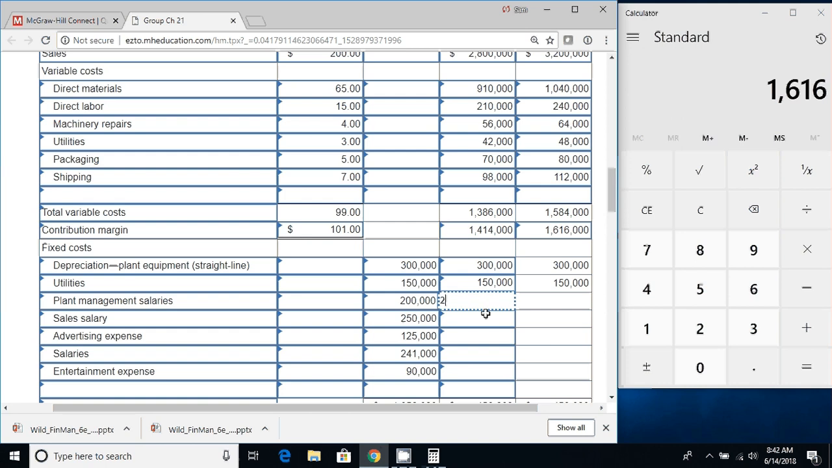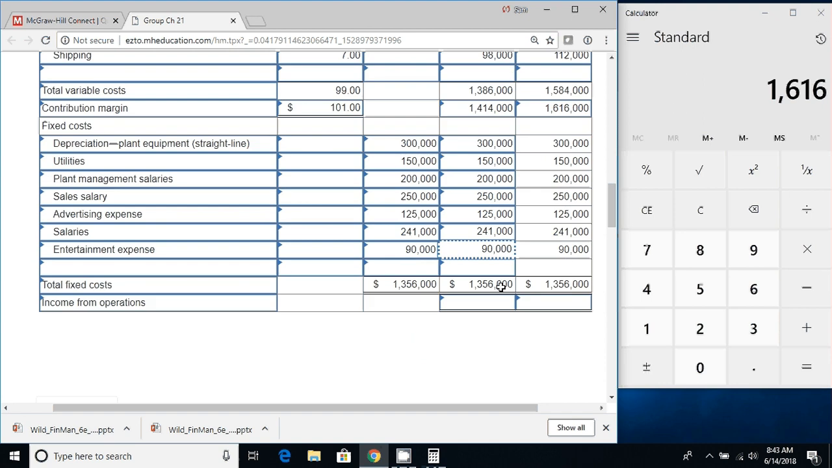150,000, 200,000, 250,000, 125,000, 241,000. Don't you like it when Connect tries to make a point? 90,000. All right, so you'll see that the fixed costs are going to be 1,356,000 across the board.